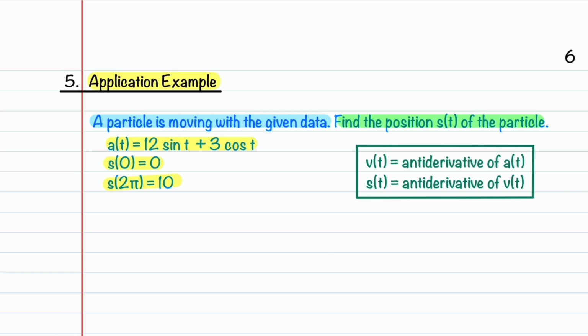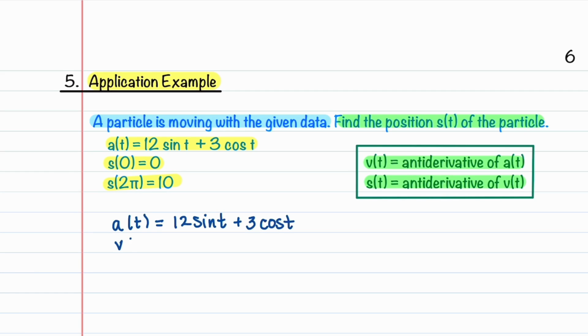To find the position function, we first need to find the velocity function, because the velocity is the antiderivative or the integral of the acceleration. And then we can find the position function s of t, because it's the antiderivative or integral of our velocity function. Let's start by writing down our acceleration function. A of t is equal to 12 sine t plus 3 cosine t.